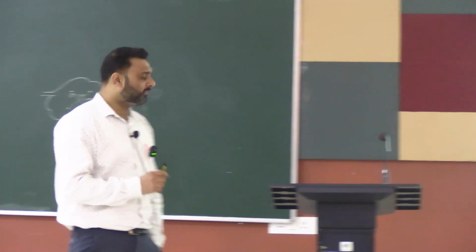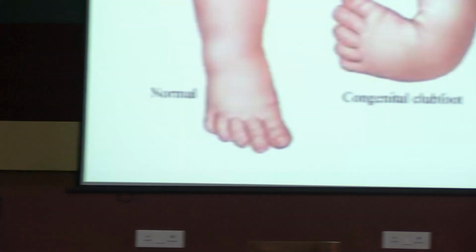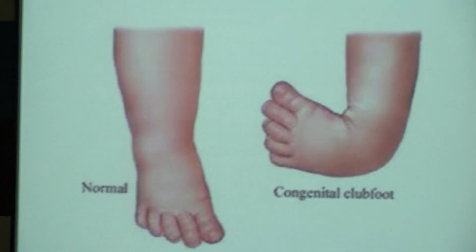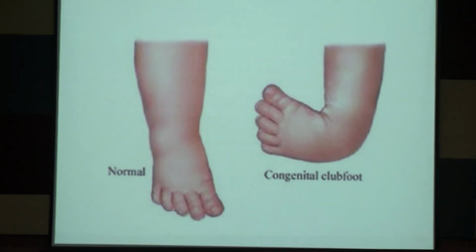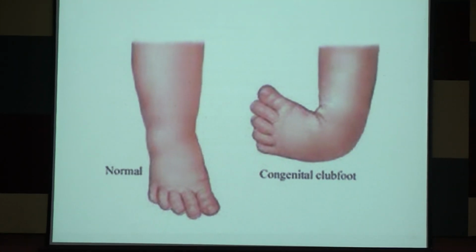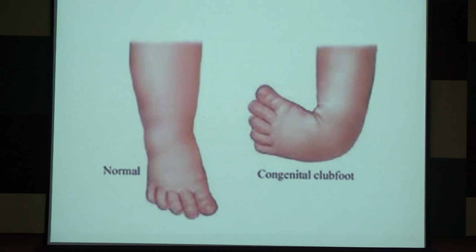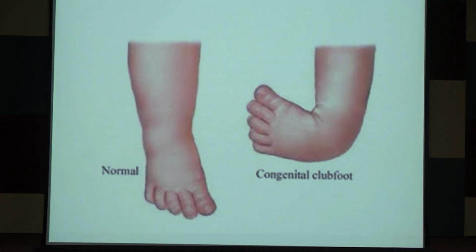So what actually happens? You can see in this picture I have shown two pictures. On my left you can see the normal foot, and on the right side you can see the congenital clubfoot or CTEV foot. Can you see the difference?